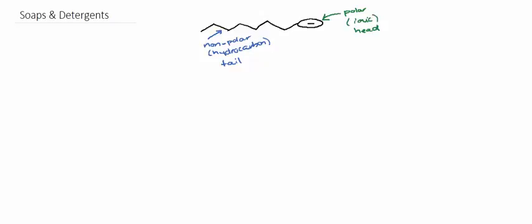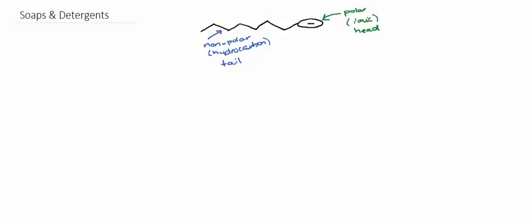Soaps and detergents are surfactants which clean by dissolving stains, allowing them to be removed from a surface. The basic structure of both soaps and detergents consists of a non-polar hydrocarbon tail and a polar ionic head. It's this structure that allows both soaps and detergents to function the way in which they do.